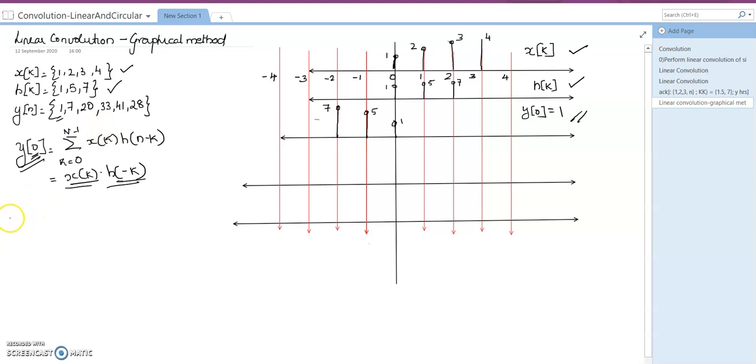Let's go for y of 2. Now here comes a tricky part. You have to get a logic about how this shifting happens. So let me point it out this way. I have a kind of analogy to remember or understand this.